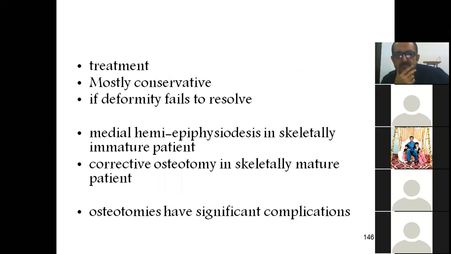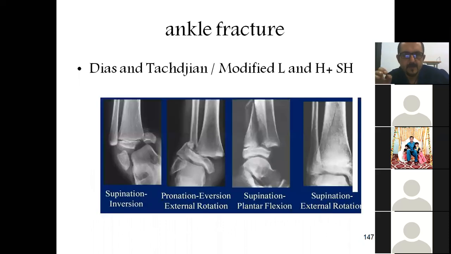The treatment is mostly conservative. If your deformity fails to resolve, you can do operative intervention, but I have never seen any operative intervention. The treatment is medial hemiepiphysiodesis in skeletally immature patients. You do the hemiepiphysiodesis on the medial side to allow the lateral side to grow, and the valgus will correct with the passage of time. And you can do corrective osteotomy also.